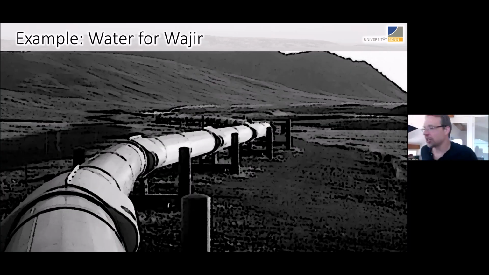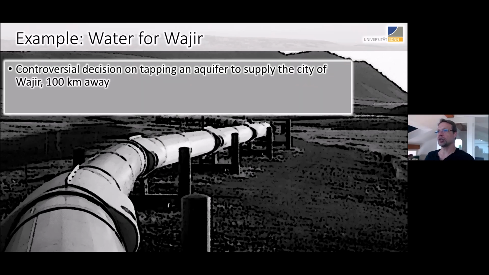Okay, so this is the theory. I want to give you some examples of what we've done in the past. And here's the first example, basically, that we've ever done here. The first large example that we've done. This was a project when I was still in Kenya about a pipeline to the city of Wajir in northern Kenya. And that was a pretty controversial decision. It was a real decision that was being taken at the moment by politicians in different places.